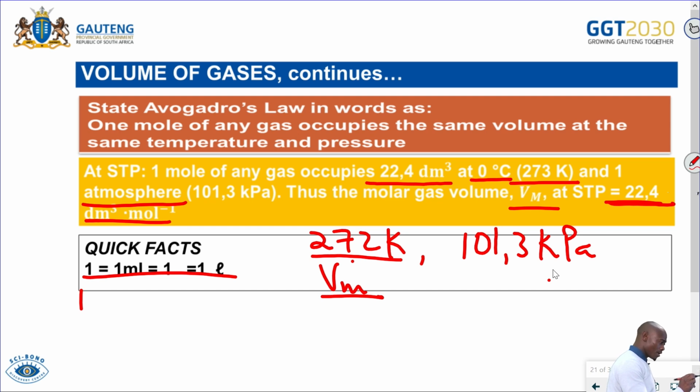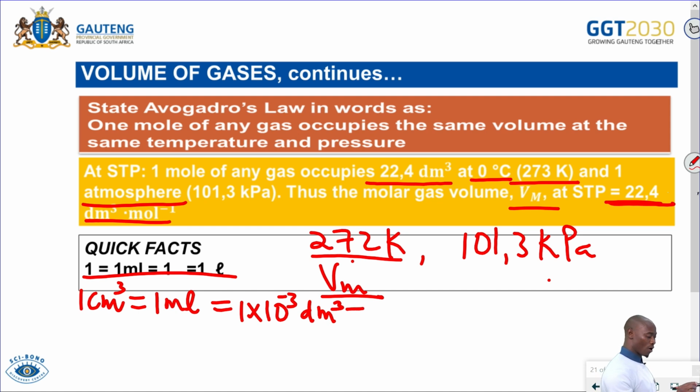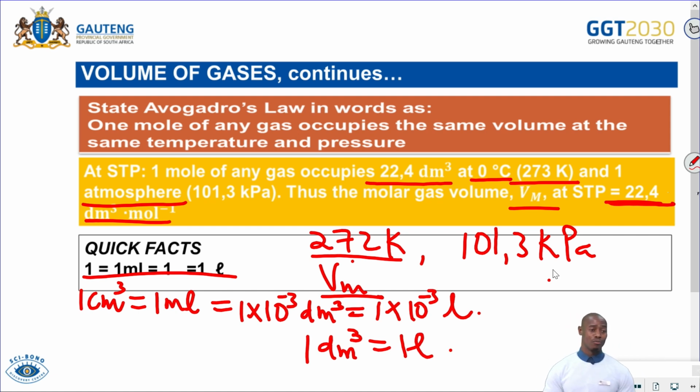One cubic centimeter is equal to 1 milliliter, right? So for example, when you're using this equation, n equals V over Vm, your V should be in cubic decimeters. So if you're given volume in cubic centimeters or milliliters, from cubic centimeters to cubic decimeters you divide by 1,000. So this is the same as 1 times 10 to the power negative 3 cubic decimeters, equal to 1 times 10 to the power negative 3 liters. So in other words, 1 cubic decimeter is equal to 1 liter. So 1 liter is the same as 1 cubic decimeter, right?